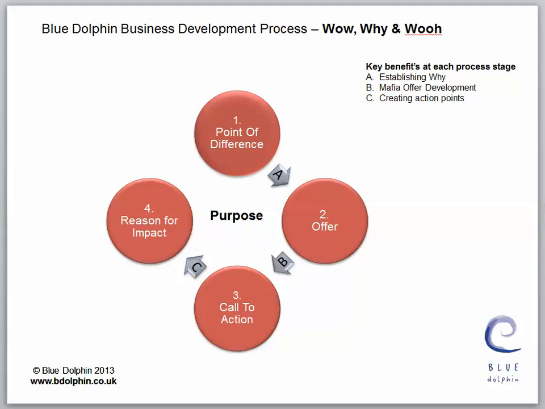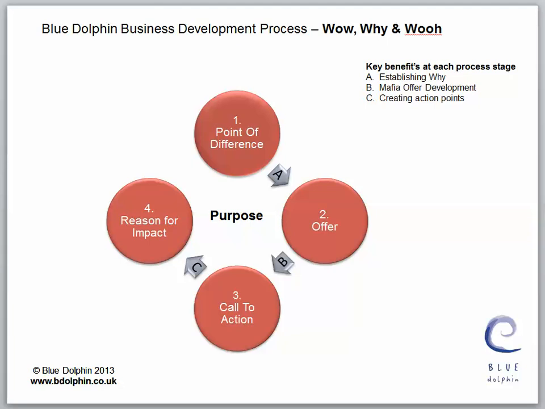We term the next stage the mafia offer development. With all of the marketing collateral or approaches or sales approaches, there's got to be something in there that makes the person go, wow, that's an offer I can't refuse. And that's a key element of some of the work that we entail.